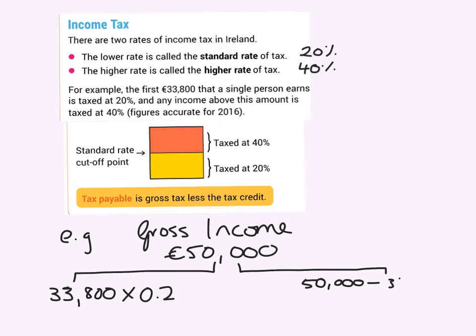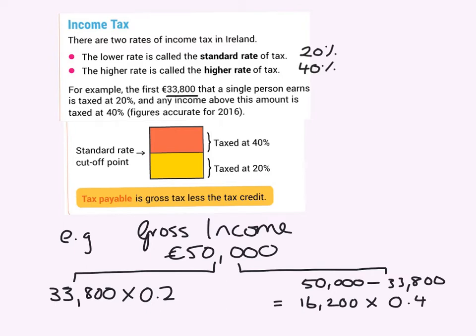50,000 minus 33,800. I'm just getting that figure there from here. Normally it will say what the standard rate cut-off point is in the question, so don't panic about that. And what I get is 16,200, and that's going to be taxed at 0.4.